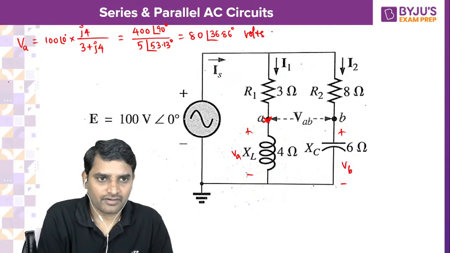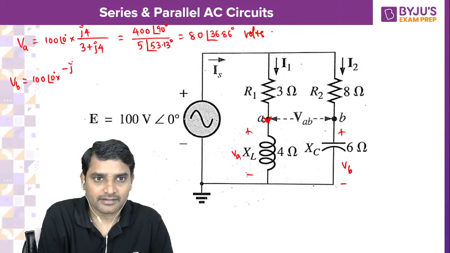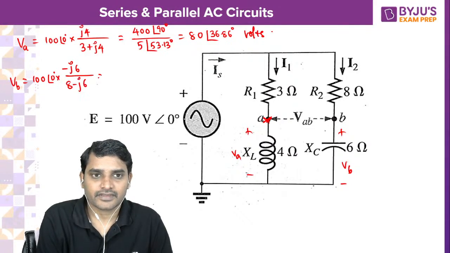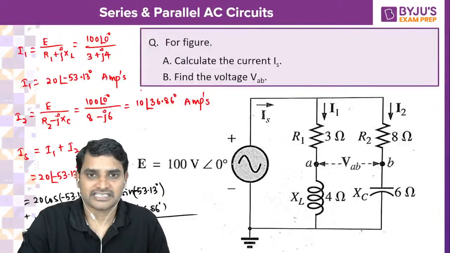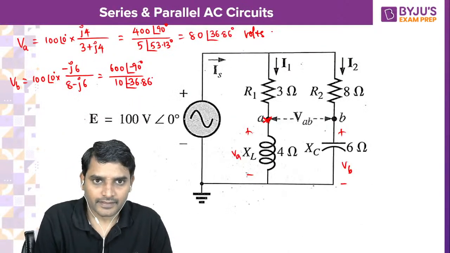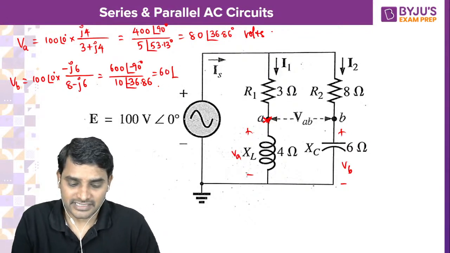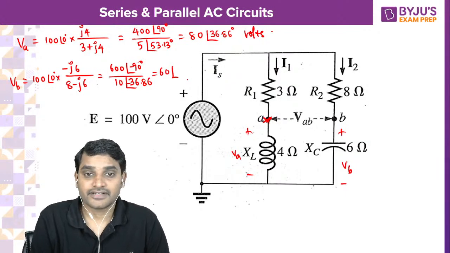This is the VA potential. Now how is the VB potential? 100 at an angle 0 into VB. I am calculating across the capacitor, so minus jXC, minus j6, divided by 8 minus j6. So it will be 600 at an angle minus 90 divided by 10 at an angle 36.86. Of course, minus 36.86. So it will be 60 at an angle minus 90 plus 36.86, I am getting around minus 53.13.